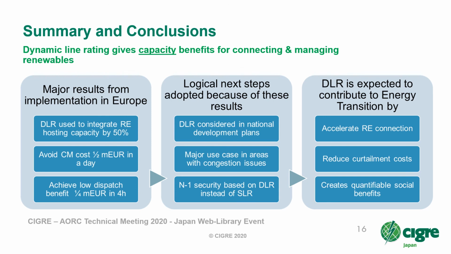Dynamic line rating is considered in national development plans of Germany and France. The effect of dynamic line rating in relieving congestions for renewables and market integration is recognized by the European Commission, so that they were able to set the requirement to TSOs to release 70% of cross-border transmission capacity for power trade. Finally, dynamic line rating is expected to continue contributing to the energy transition by delivering concrete results in accelerating renewables connection, reducing curtailment costs, and creating quantifiable social benefits. This is how dynamic line rating should be used to connect and manage renewables.